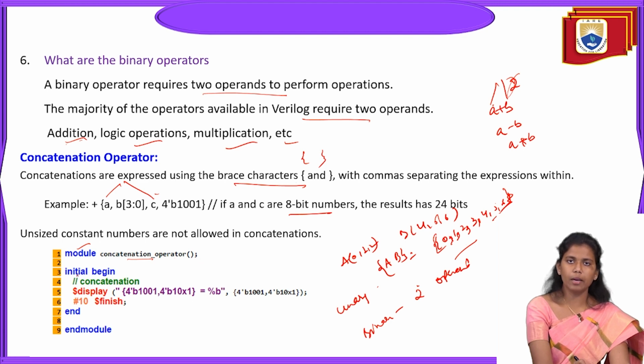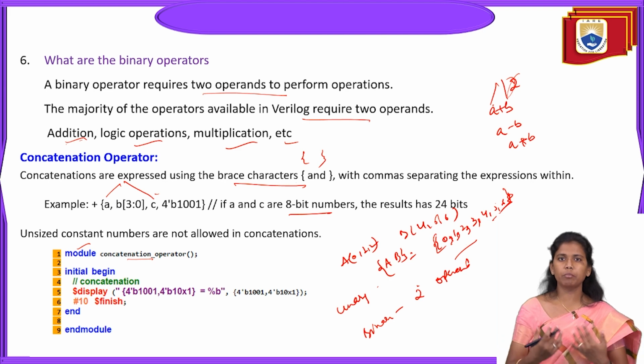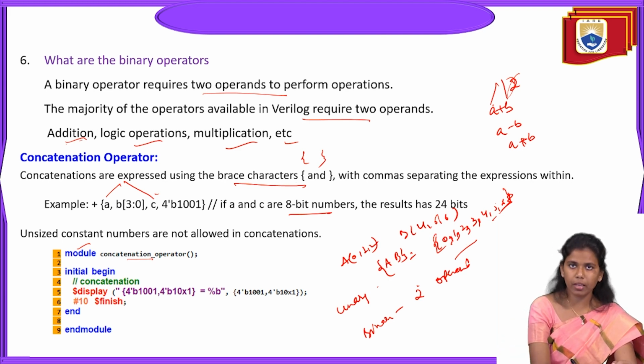I'm just starting up. Why? Because I have to show something, the concatenation, where I'm clubbing both the things, right? So here initial begin, concatenation, and the display of 4-bit binary values, then with a delay of 10 nanoseconds, finish. Okay, and then I have end, and then I'm ending with endmodule.